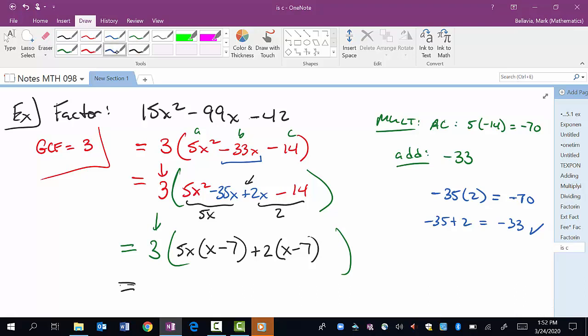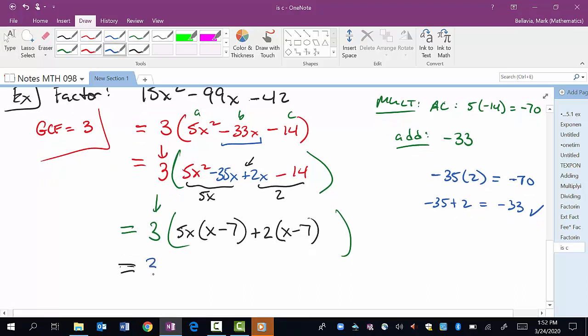Moving to the last part of the problem, 3 in front stays 3 in front. Remember that the GCF is always staying in front. Now when you're factoring this, remember on the inside you need to have a common factor, which here is x minus 7. So you can take x minus 7 to the beginning by factoring it out, and then you're left with whatever's in front of each in the parentheses once you factor it out.